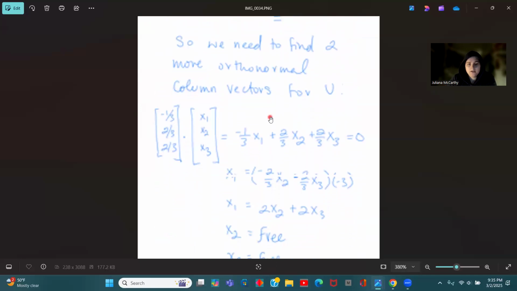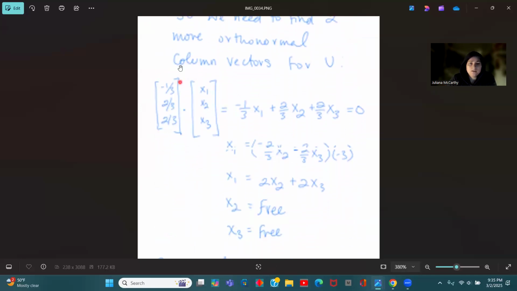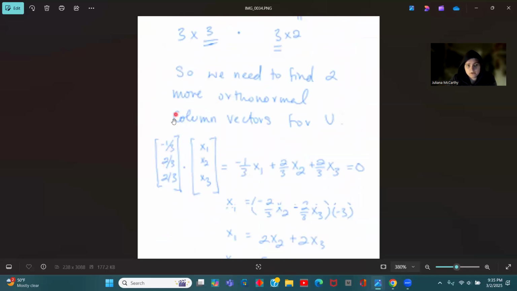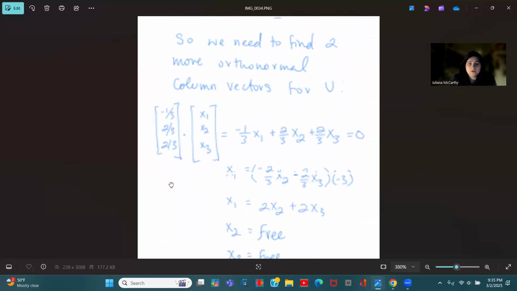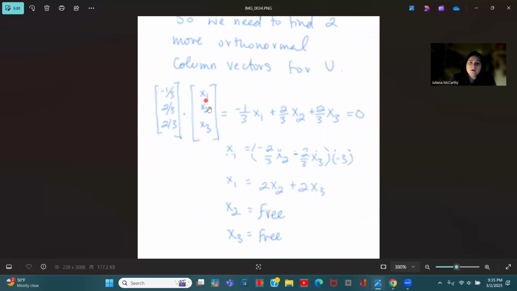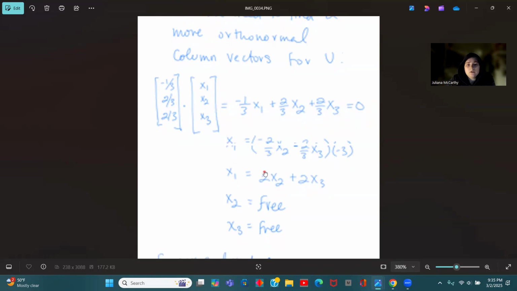We're going to do this by setting up some equations. So this is our first column that we calculated, just like earlier. We're just going to multiply that by x1, x2, x3, set it equal to 0. So we have this equation, negative 1/3 x1 plus 2/3 x2 plus 2/3 x3 equals 0. We're going to solve for x1, get x1 by itself. So in the end, we come up with this equation, x1 equals 2x2 plus 2x3, leaving x2 and x3 free.